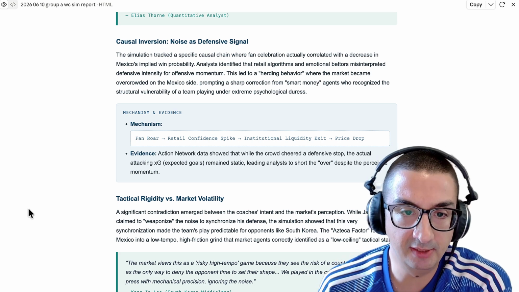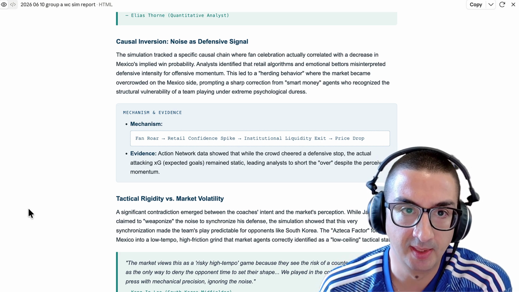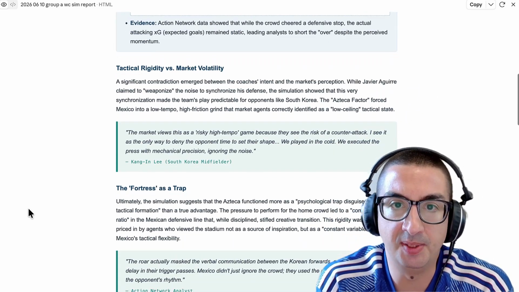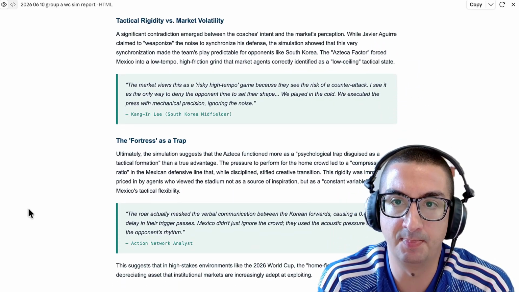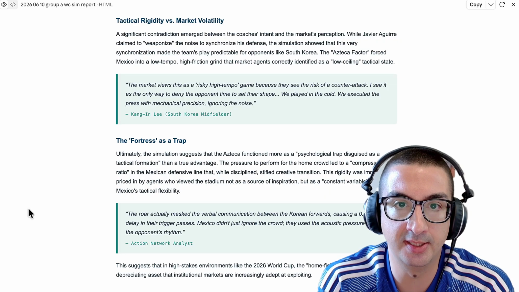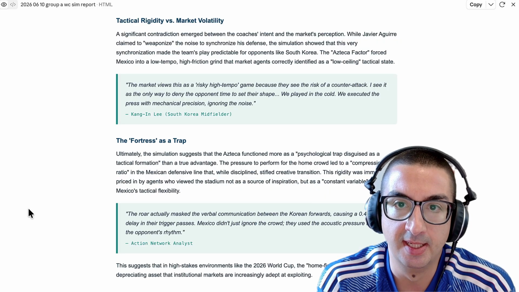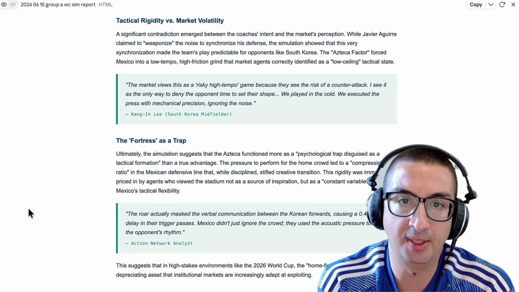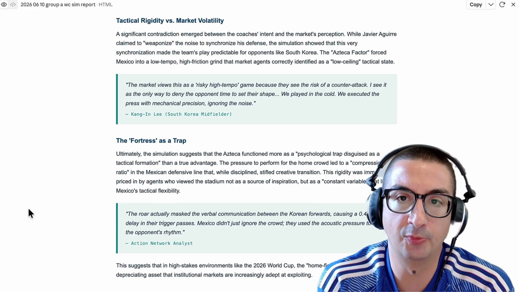Tactical rigidity versus market volatility. A significant contradiction emerged between the coach's intent and the market's perception. While Javier Aguirre claimed to weaponize the noise to synchronize his defense, the simulation showed that this very synchronization made the team's play predictable for opponents like South Korea.